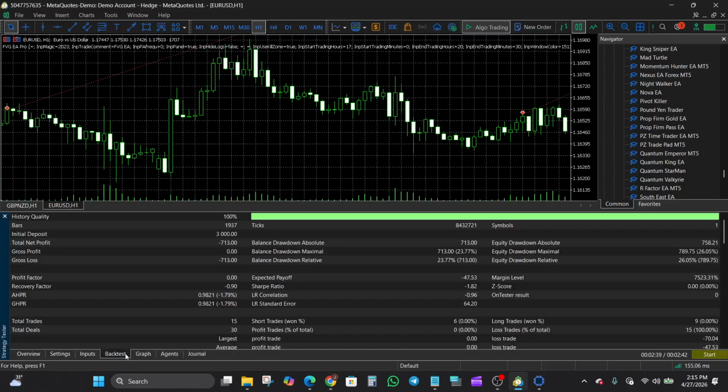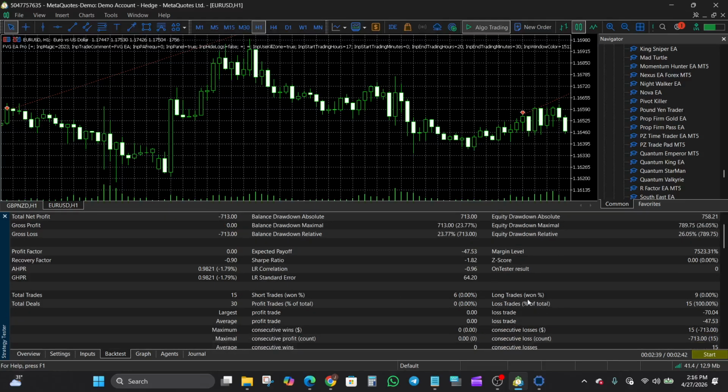All right, amongst others. So we can see that the initial deposit was 3,000 US dollars and the total net profit was negative $713. So this is telling us that there was a decline in the balance of close to 25%, right? And then we can see that there were 15 trades taken in total. Short trades were 6, 0% win rate. Long trades were 9, 0% win rate.